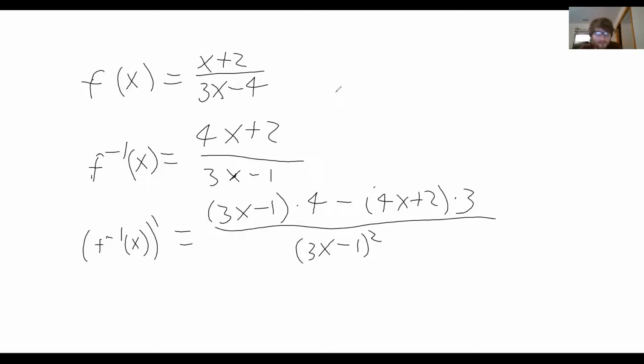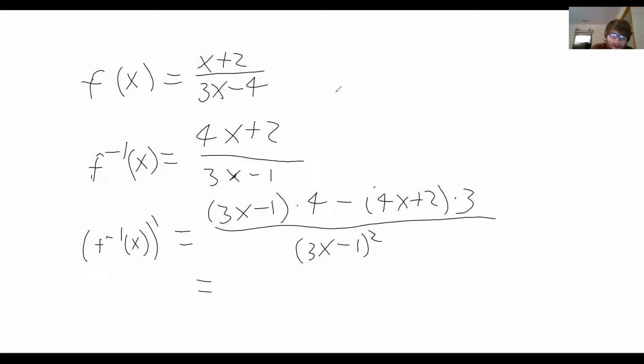And you can simplify this if you want, but the problem is just asking us to find the tangent line. So we don't care about making this pretty. We can just plug in x and find what our slope is at the point that we're looking for. And we're given that x is equal to 2. So let's just go ahead and plug that in.